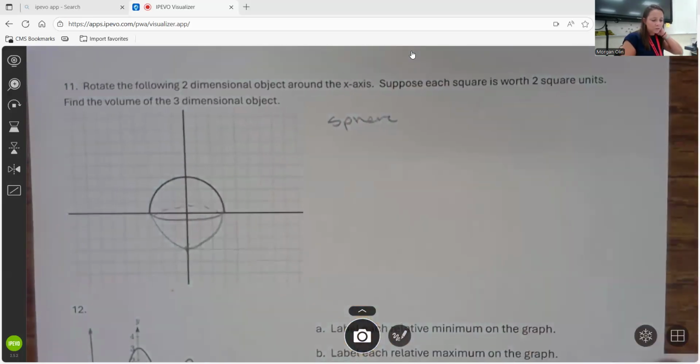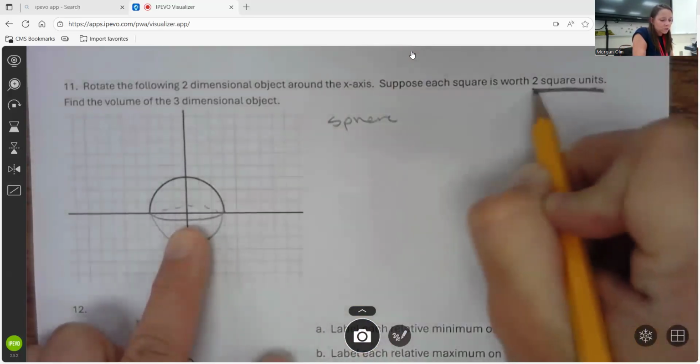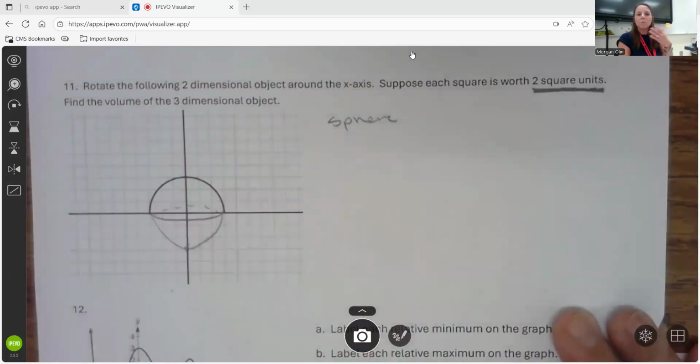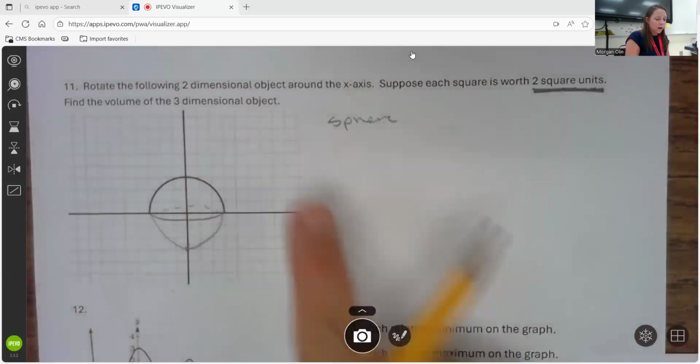Suppose each square is worth 2 square units. All right, so be careful on this right here. Each square is worth 2 square units. If it gave 1 square unit, we can just count by ones. But here we're going to have to count by twos. Find the volume of the three-dimensional object.